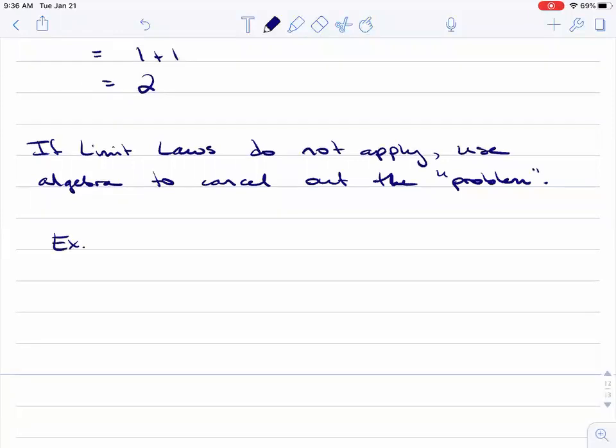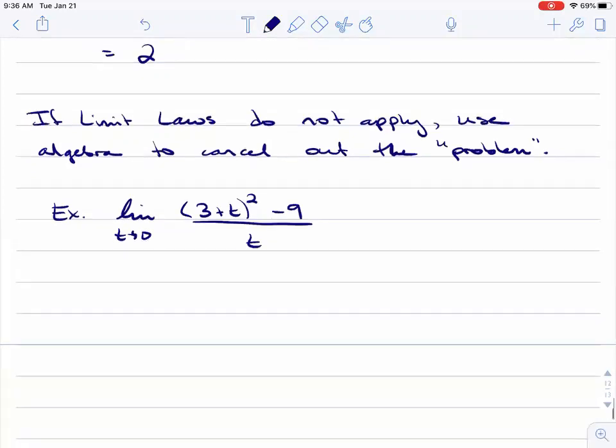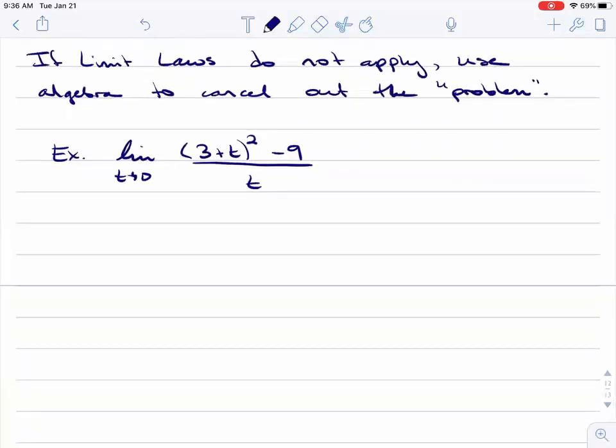Let's consider another example. If we take the limit as t approaches 0 of (3 plus t) squared minus 9 over t, I'll let you guys work on this a little bit on your own. We've got that problem, we can't divide by 0, and so we want to try to get rid of the t in the denominator. And so I'll let you see what you can do.